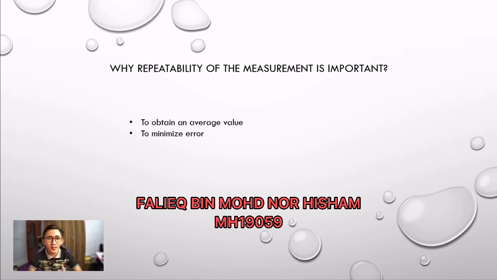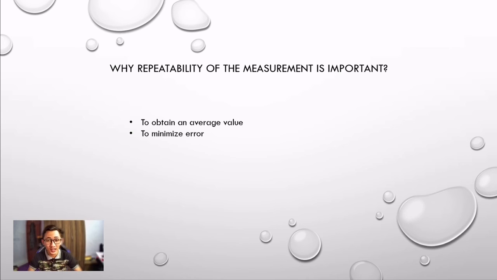Discussion number 10: why is repeatability of the measurement important? The repeatability of the measurement is important to obtain an average value. The first trial could result in error. For example, a slight push on the rolling disc might cause an extra force acting upon it, thus it will roll down faster.